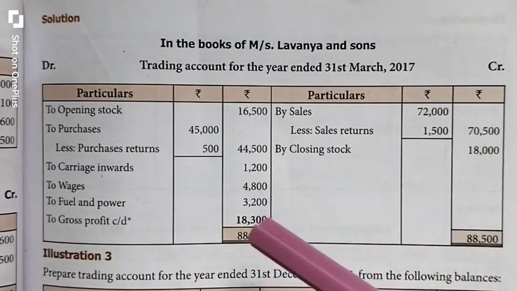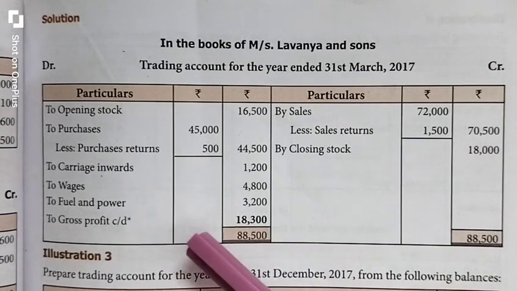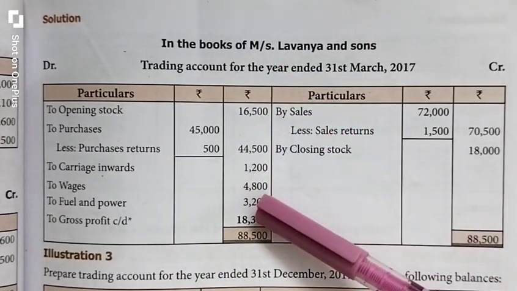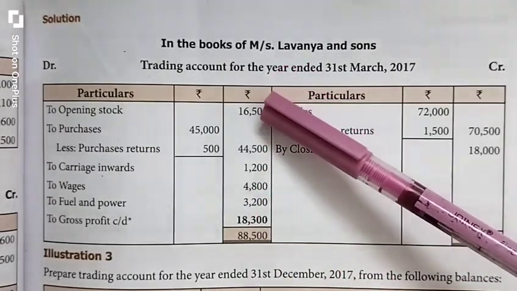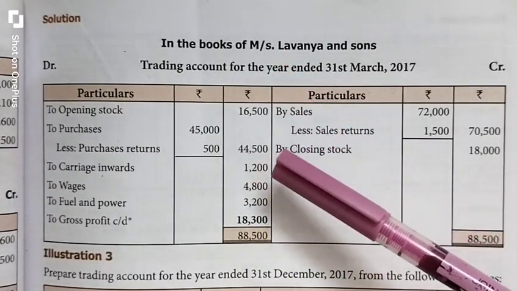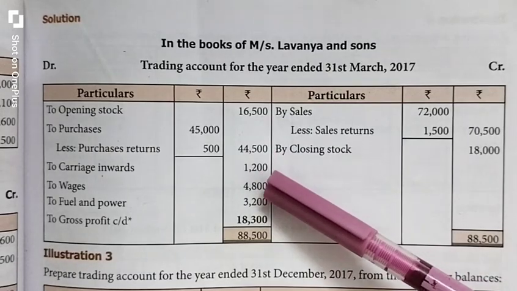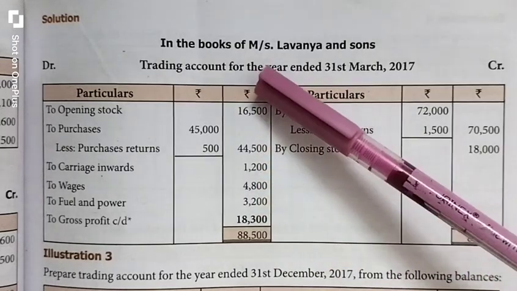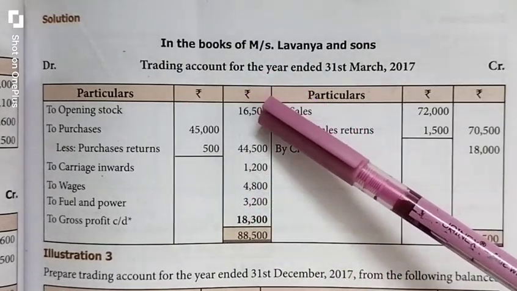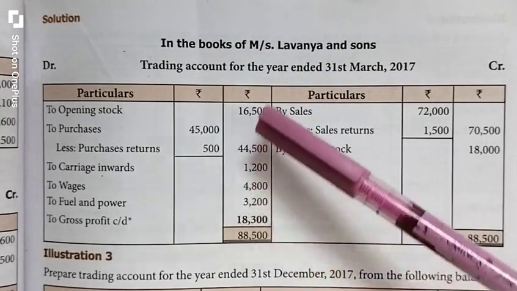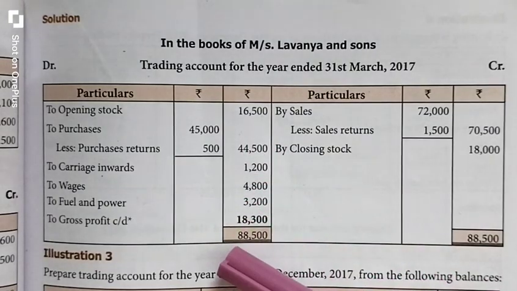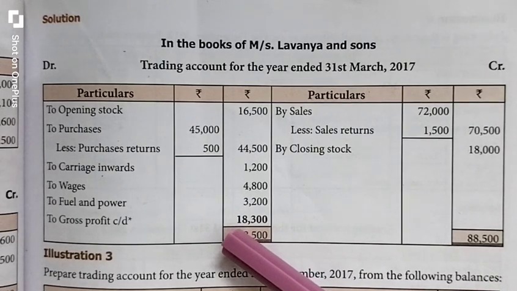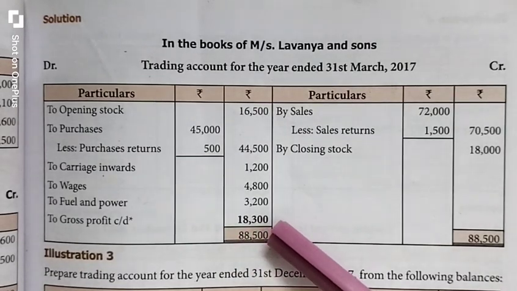Okay, then we have to find the difference between the two sides. For that you have to add the lesser side values. 16,500 plus 45,500 plus 1,200 plus 4,800 plus 3,200. We have the sum of the total. Then you have to subtract it from 88,500, and you will get the difference of 18,300.